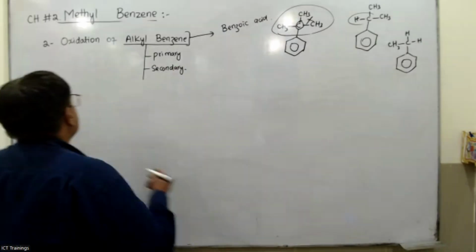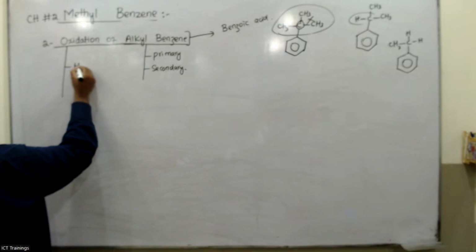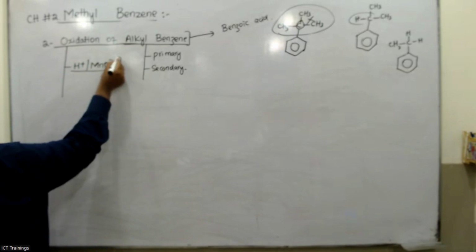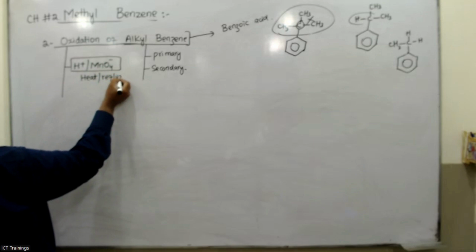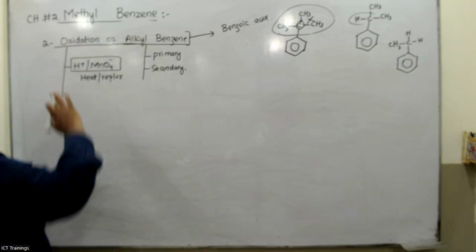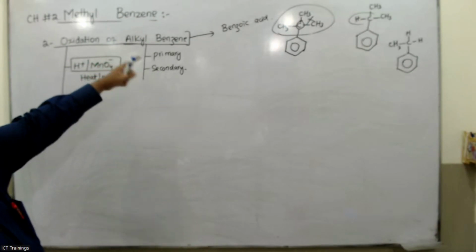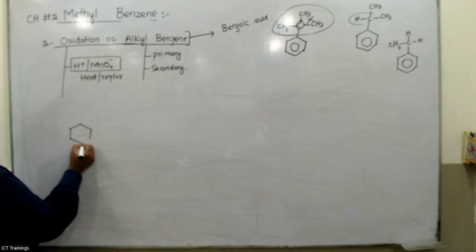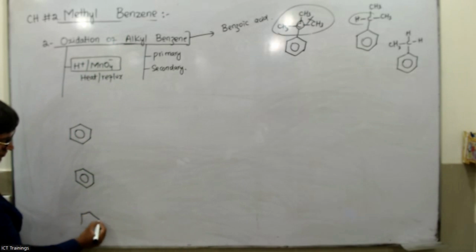How? First, oxidation of alkyl benzene always takes place with acidified potassium permanganate, and the conditions are heat under reflux. So it can be oxidized only with potassium permanganate, not with dichromate. If you use dichromate, this alkyl benzene cannot be oxidized. Now I'm going to take 3 examples. Everyone just look. Taking the 3 examples just to make you understand.